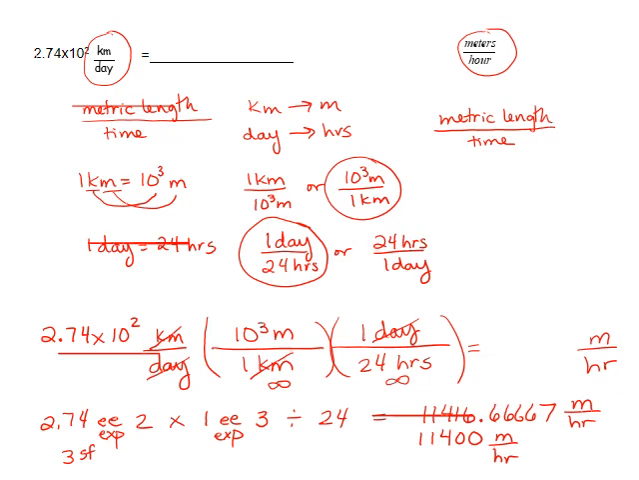Remember that your answer has to express both the correct value, 11,400, as well as the correct significant figures. If you prefer to write it in scientific notation, you can write it as 1.14 times 10 to the fourth meters per hour.